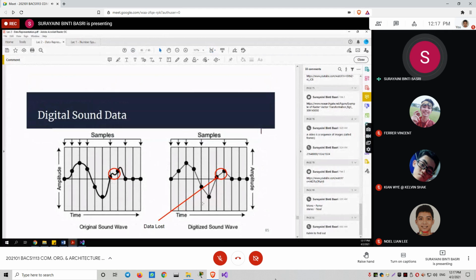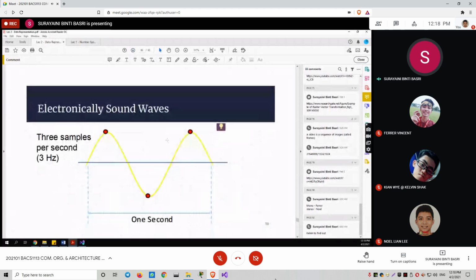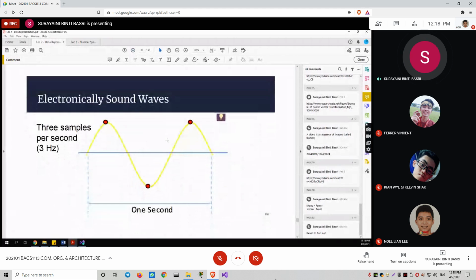So how do we make sure the data loss is limited? How do we make sure that we don't lose a lot of data, or how do we make sure the digitized wave doesn't have very much difference from the original sound? It is by the samples.